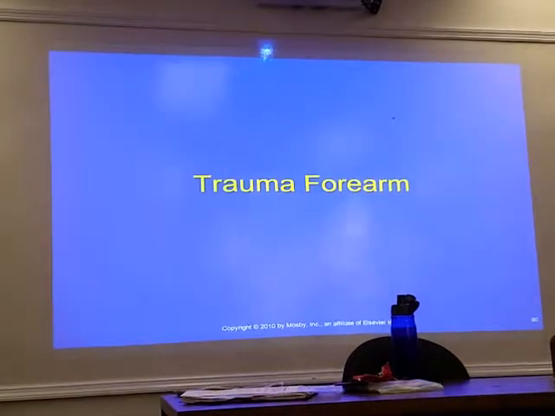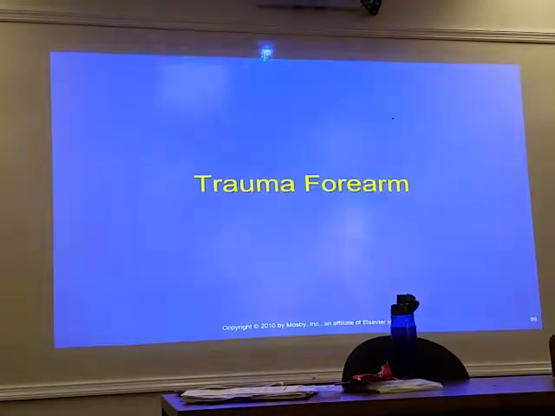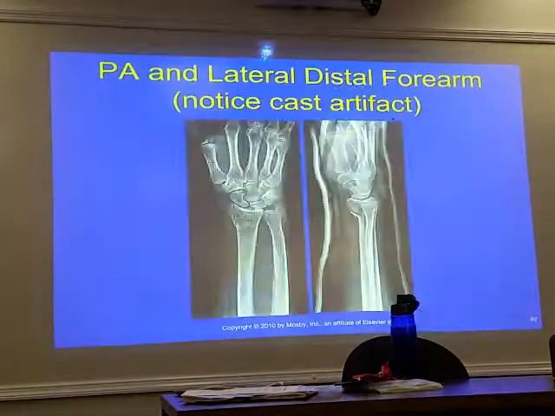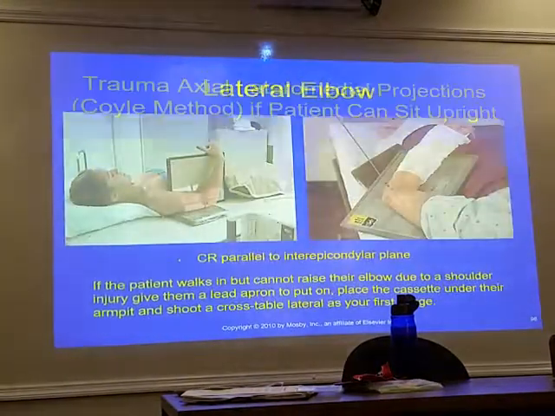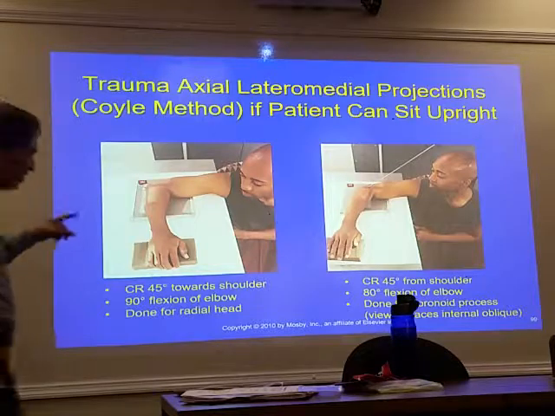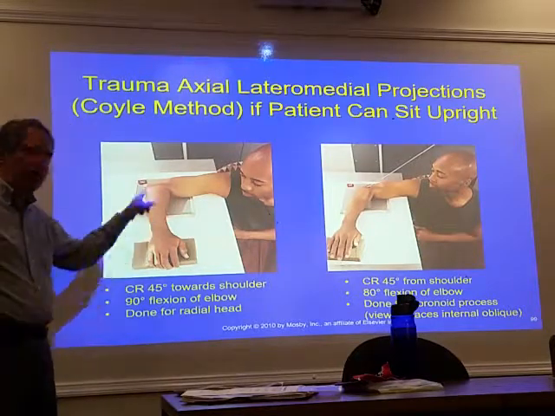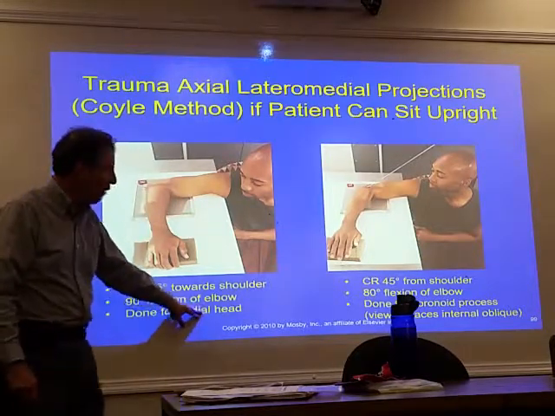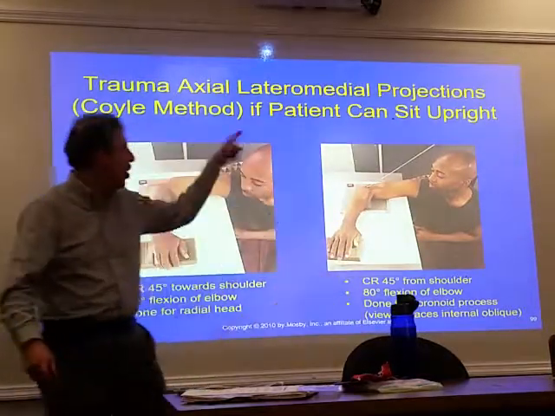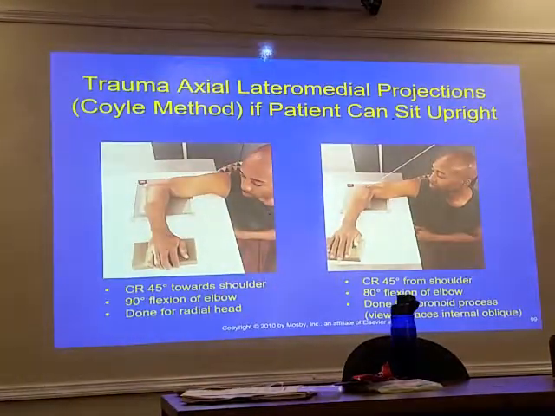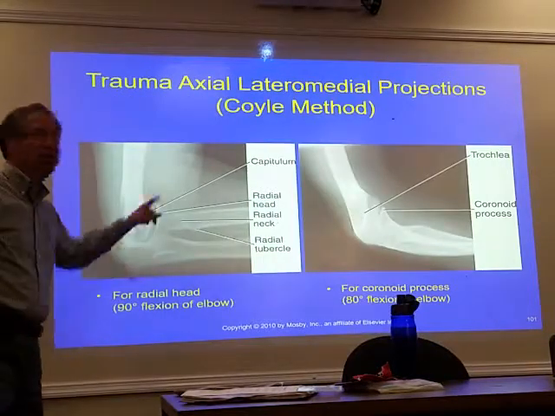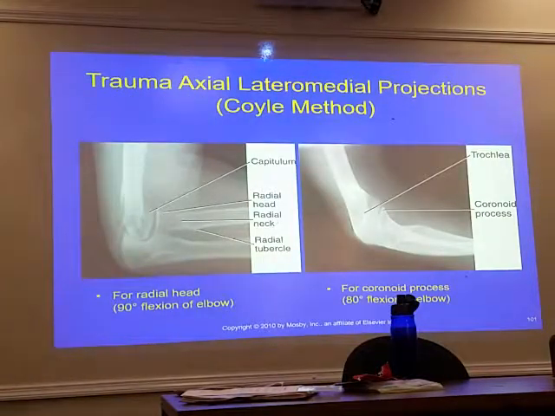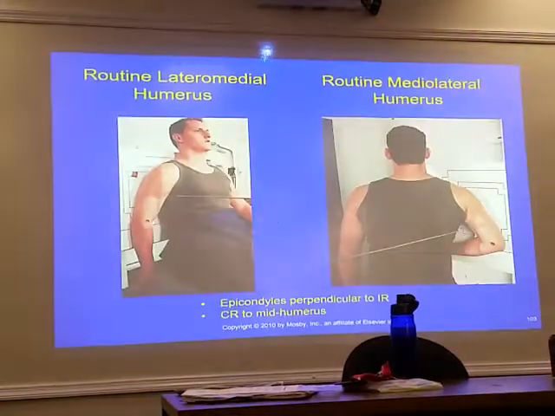There's just a lot of different trauma views here that you can look at. We didn't have to do this today, but if you had to visualize the elbow and they're in this position, and you want to see either the radial head or the coronoid process, you can do what they call the coil method, and it really does work. I've had to do that, and it looks exactly like this picture when I had to do it. So it's really pretty good, okay?